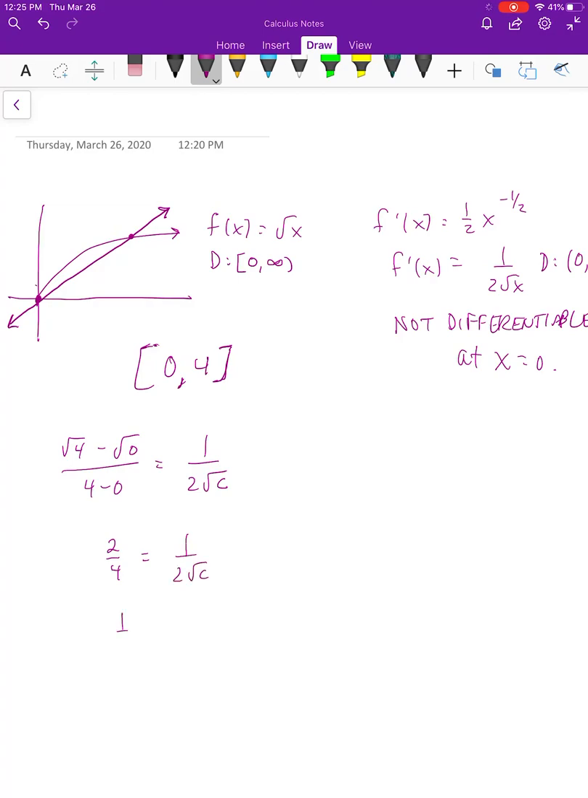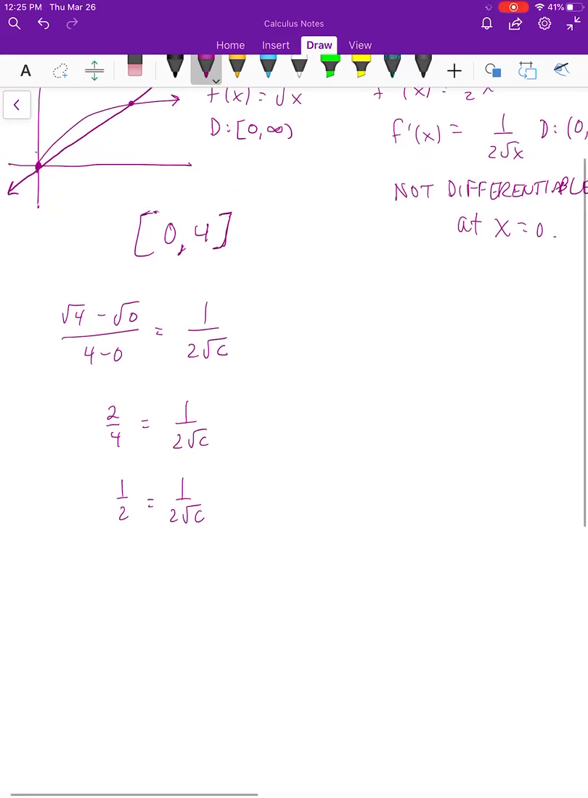And so this would be 2/4 equals 1 over 2 times the square root of c. So of course 2/4 is 1/2, equals 1 over 2 times the square root of c. And I can see that my c has to be 1, but if you cross multiply and then divide by 2 on both sides, square both sides, then your c has to be 1.